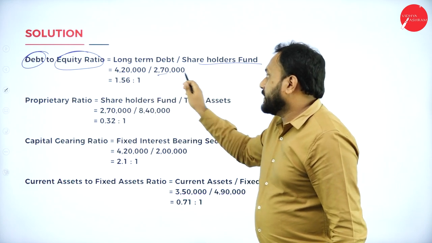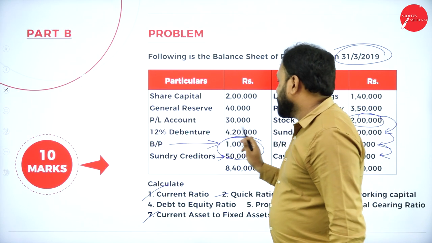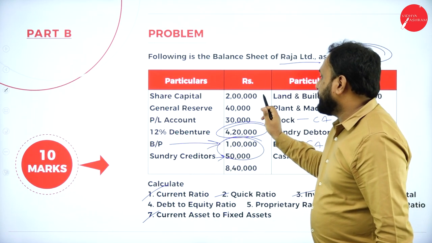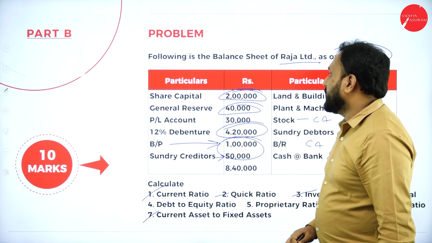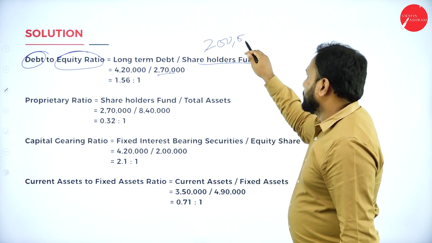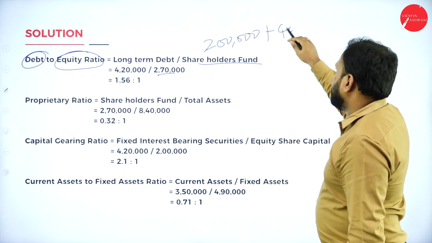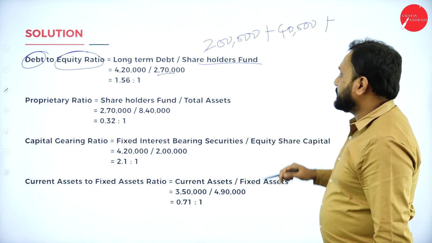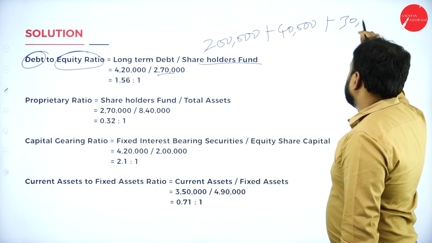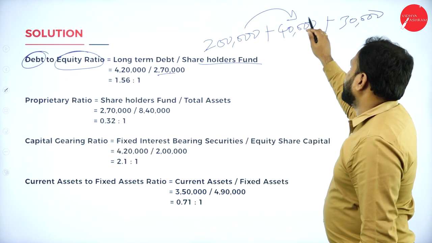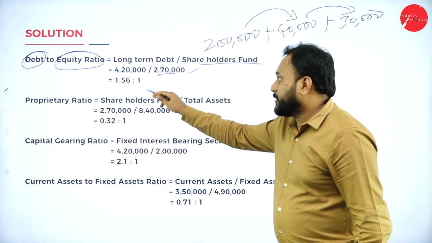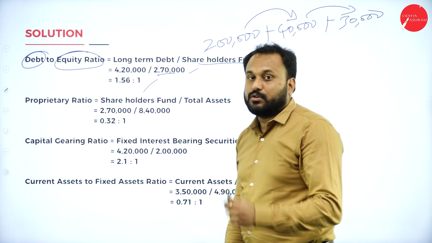So 4 lakh 20 and 2 lakh 70. How exactly did you get it? Here is 4 lakh 20. Debt is your 4 lakh 20. And your equity, in the sense, how much do you have here? You have 2 lakh. Here you have 40,000, plus in that you have 30,000. So 2 lakh plus 40 is 2 lakh 40, plus 30 is 2 lakh 70. That is how we got 2 lakh 70,000. Again, you calculate, you get 1.56 is to 1.